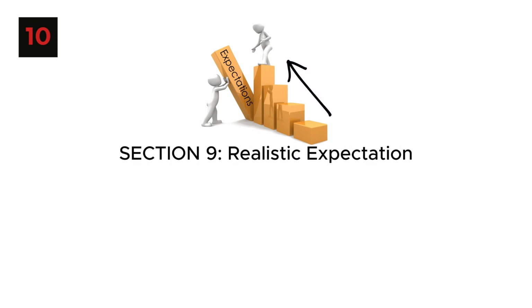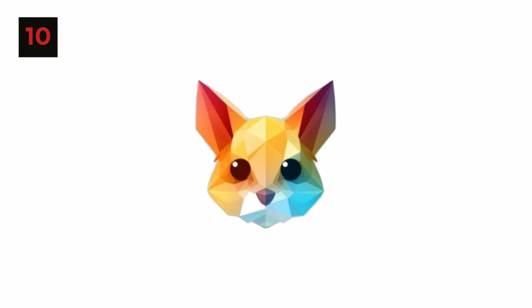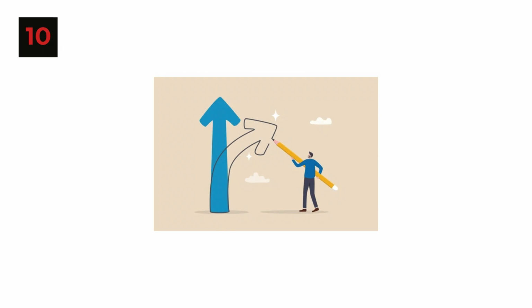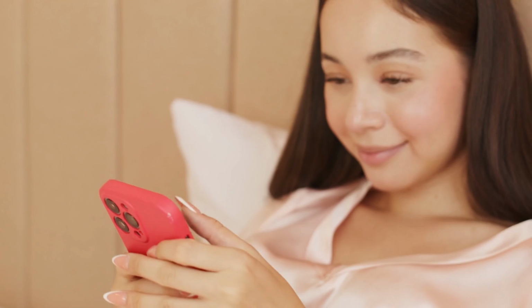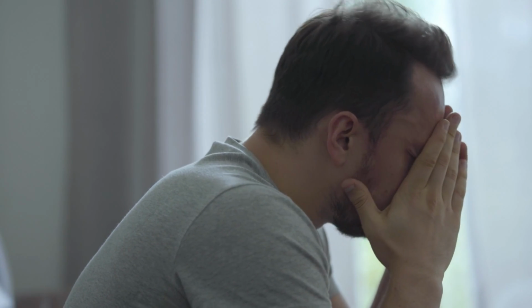Section 9. Realistic expectation. Here's the truth no one tells you. AI tools like Pika Labs don't replace creators, they amplify them. The better your ideas, the more powerful these tools become. So the question is, are you using AI, or is everyone else leaving you behind?